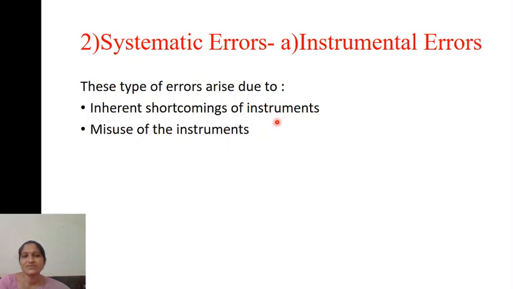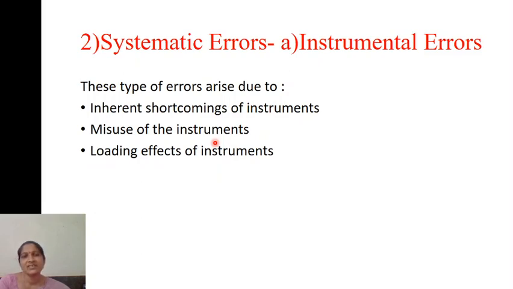Next one is misuse of the instruments. That means if you are using one instrument for another experiment, for example in our lab, if you are using a 10 ampere ammeter in a circuit where the current is 20 amperes, or less than 10 amperes, sometimes because of that there is some amount of error. It will not be able to show the exact reading.